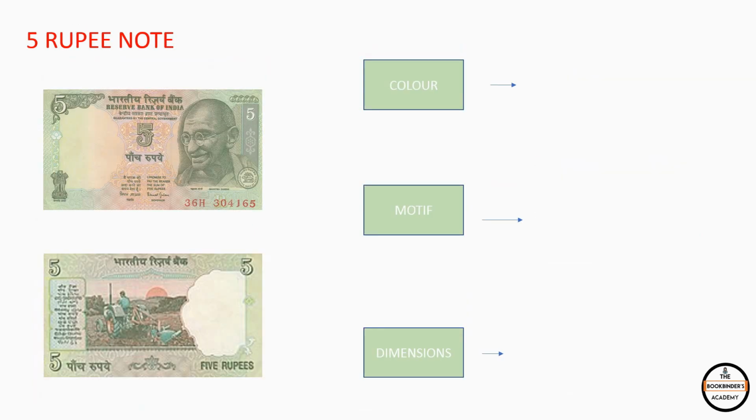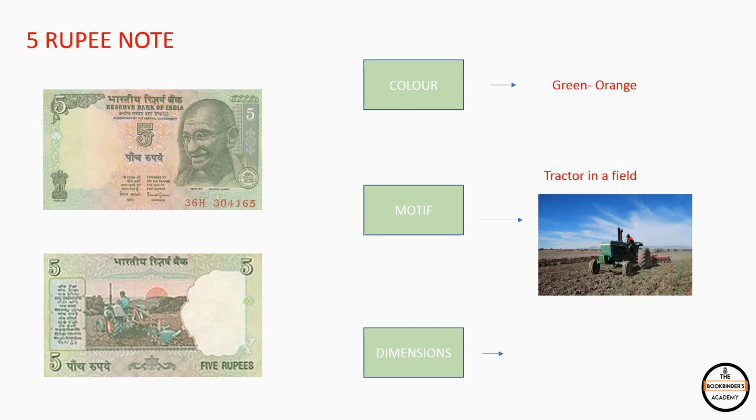Next is the 5 rupee note. The 5 rupee note's color is green-orange. The motif on it is that of a tractor in a field. Now this is a very general motif. It basically symbolizes the farmers of India. Dimension is 63 by 117 millimeters and not centimeters. And the 5 rupee note is issued by the Reserve Bank of India, as you can see here. Right here you can see the Reserve Bank of India written. And it is signed by the RBI governor, and the present RBI governor is Shaktikanta Das.